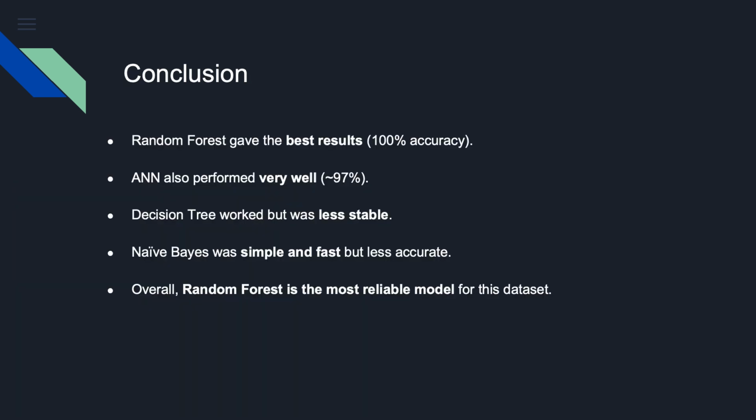To conclude, machine learning and deep learning provide effective ways to support clinical decisions. Random forest proved to be the most reliable model for our dataset, while the neural network also delivered strong results. Simpler models like naive Bayes and decision tree can still be useful when speed or interpretability is more important than perfect accuracy.